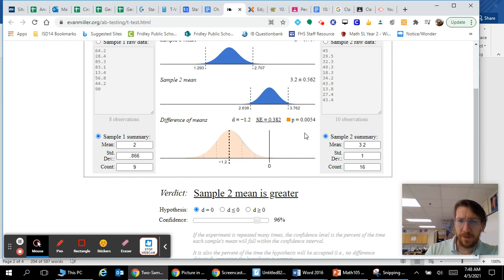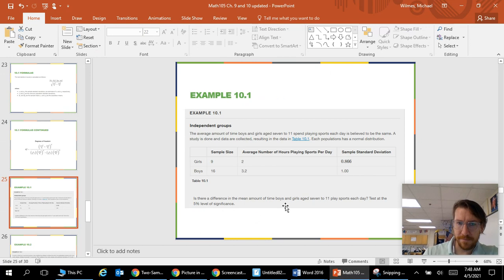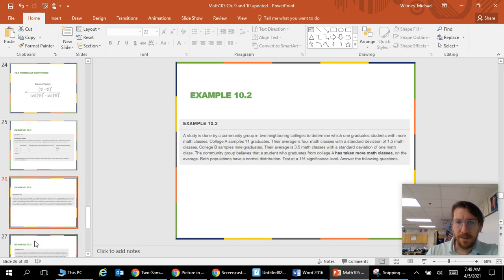And we therefore, since sample 2, the average is greater, so we reject the null hypothesis and we accept the alternative that there is a difference between the boys and the girls playing sports. So that's our conclusion. We write up our summary, and that's that problem. So there is a difference. We've rejected. All right, let's do another one.